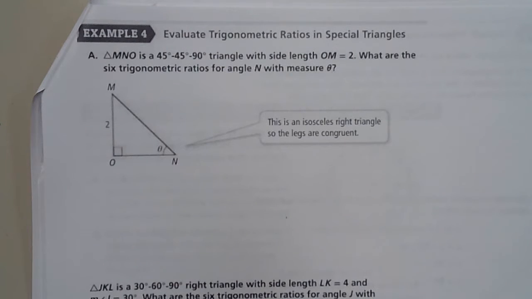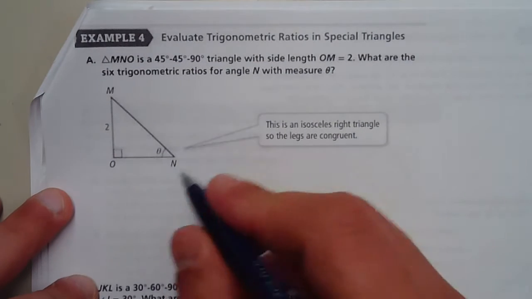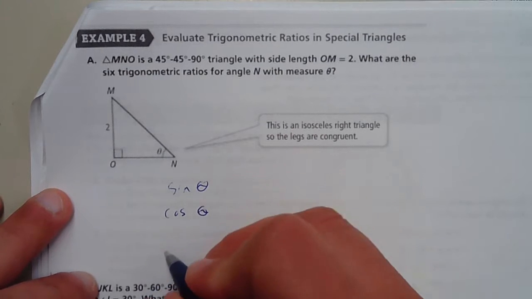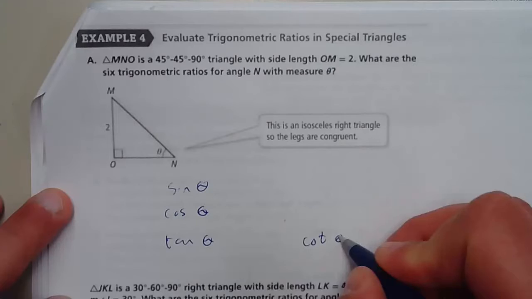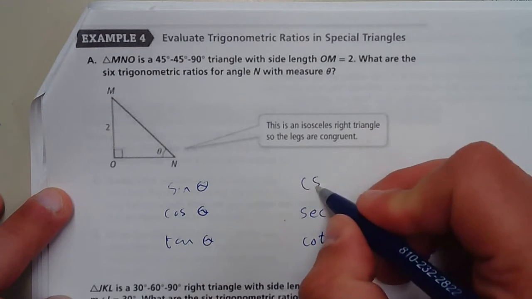Okay, so moving on with 7-1 here. It says triangle MNO is a 45, 45, 90 triangle with side length OM is 2, so that's all labeled on here. What are the 6 trig ratios for angle N with measure of theta? So they're having us look at this angle, so they want us to basically do sine theta, cosine theta, tangent theta, as well as cotangent theta, secant theta, and cosecant theta.